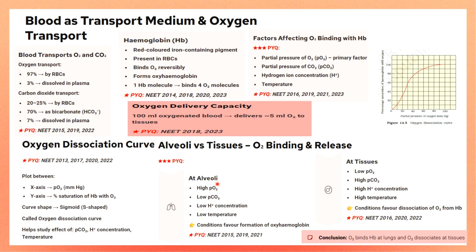Now what happens if you see at the alveoli, there is a high concentration of oxygen and low concentration of carbon dioxide, low H plus and low temperature.